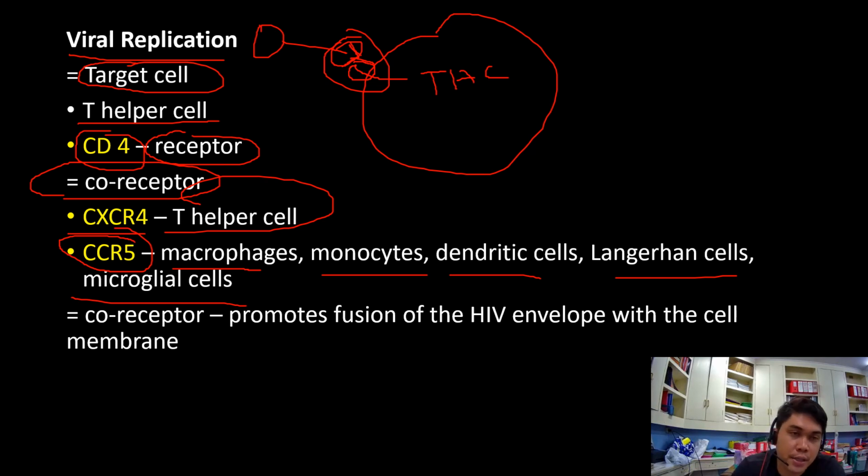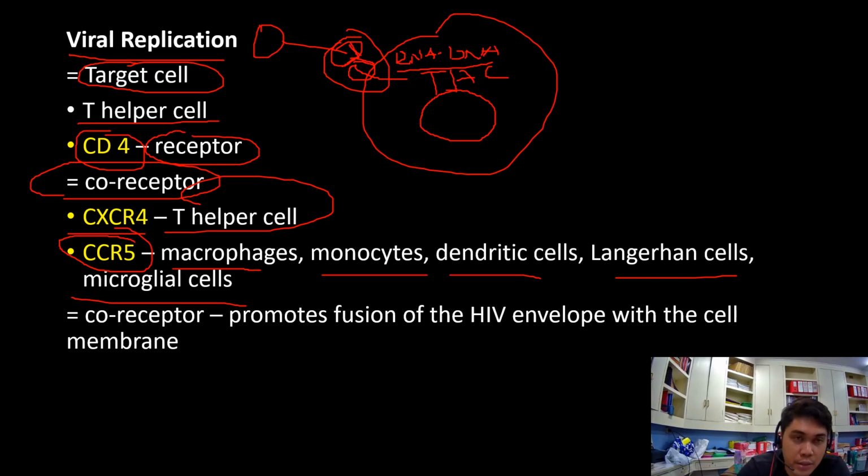Next, after that, you have the conversion of RNA to DNA. The enzyme needed in this conversion is your reverse transcriptase. So after the formation of DNA, the DNA of the HIV will be integrated into the host genome.